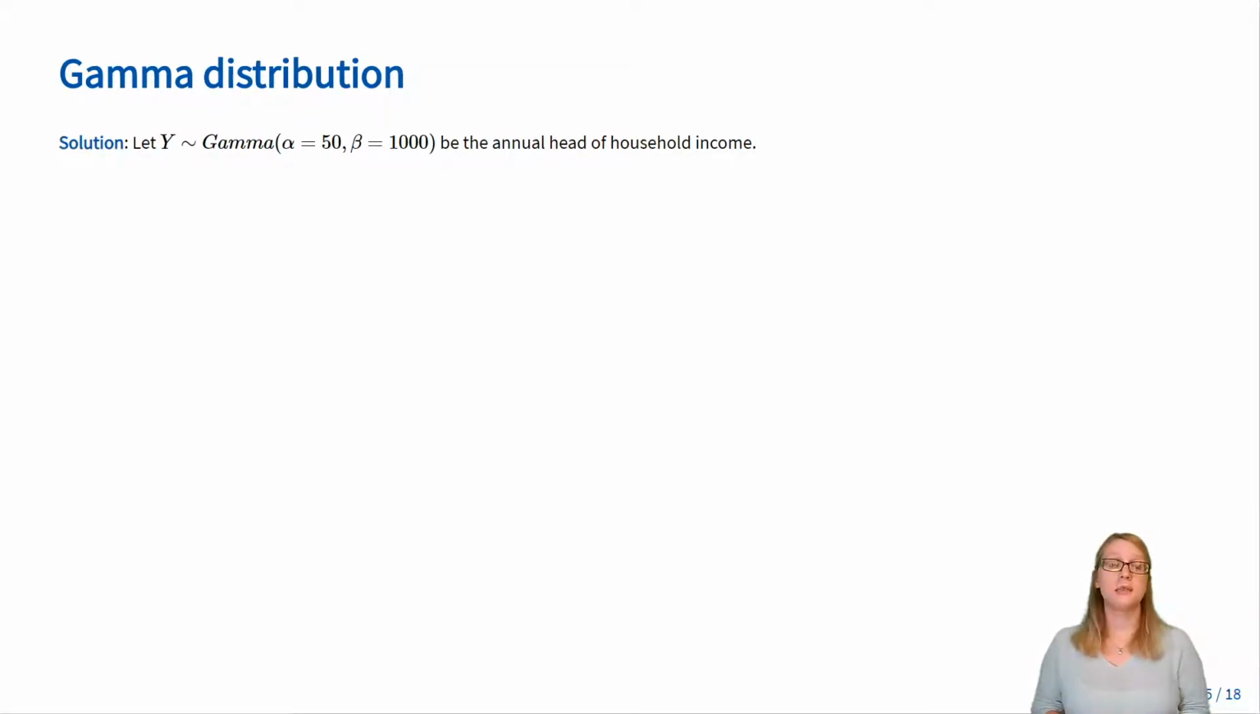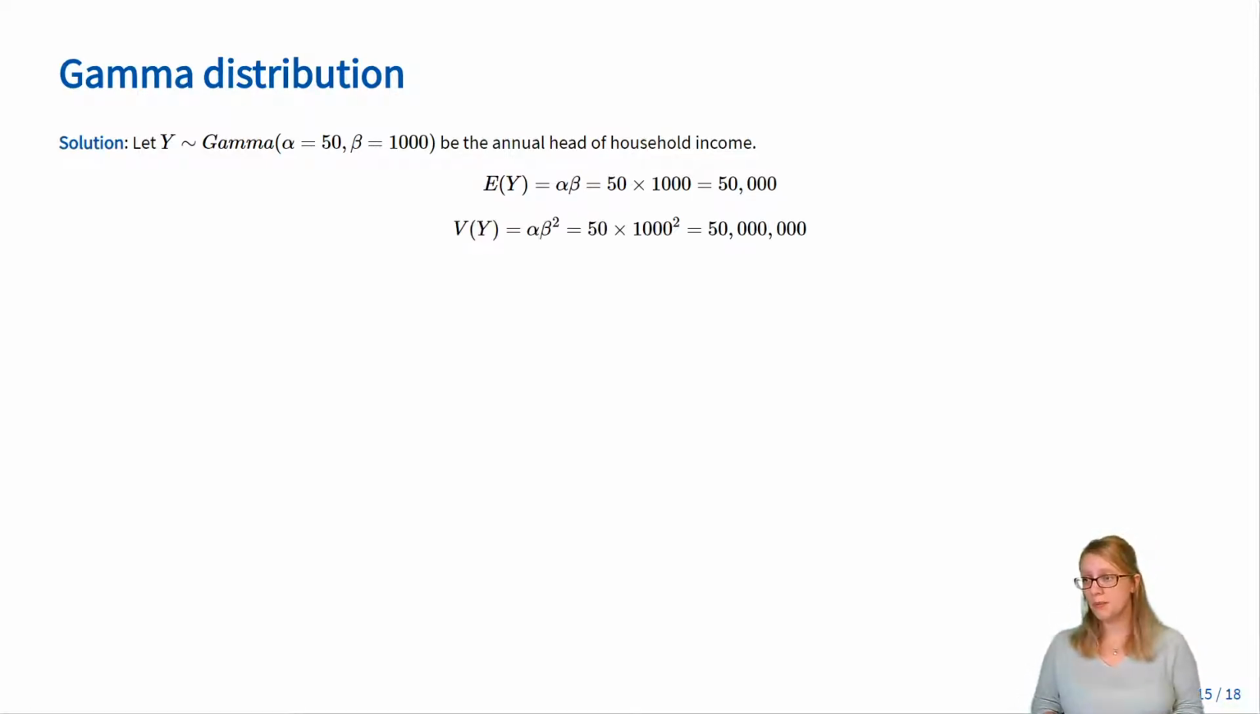Let's find the expected annual head of household income. We get alpha times beta, or we expect the head of household in this city to earn about $50,000 per year. The variance of income, as you probably know, is quite large, both in practice and with this gamma distribution. We get a variance of $50 million.